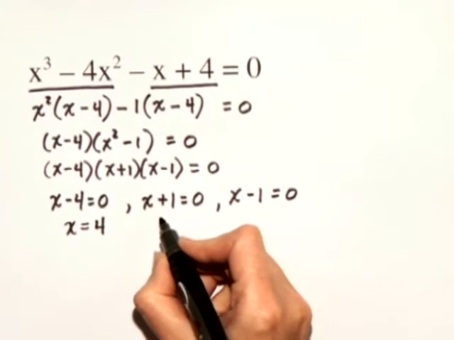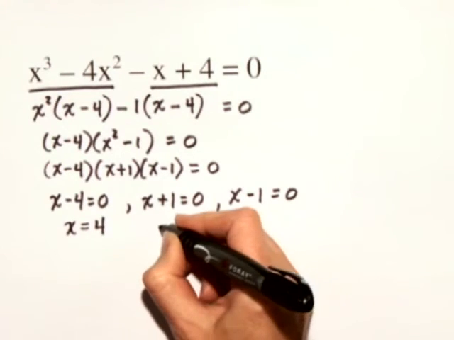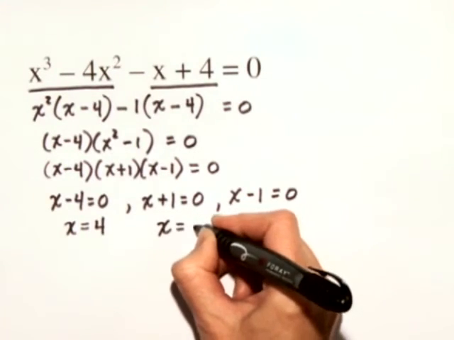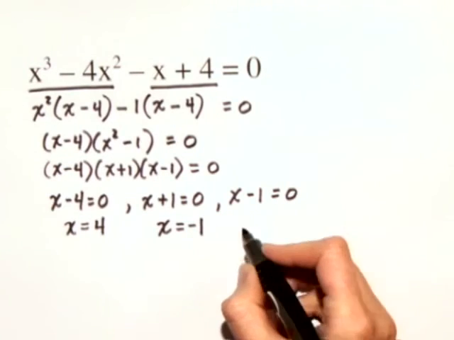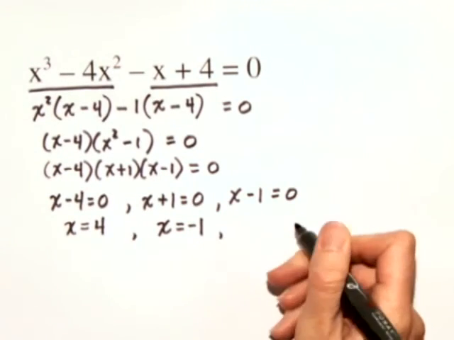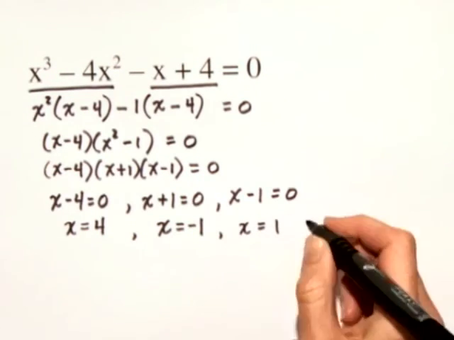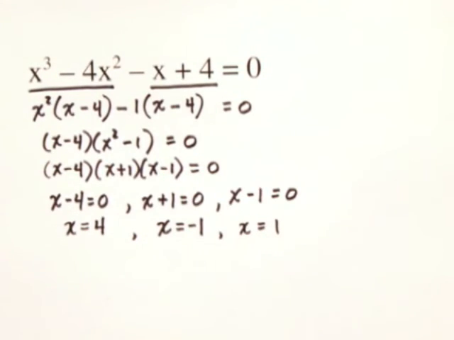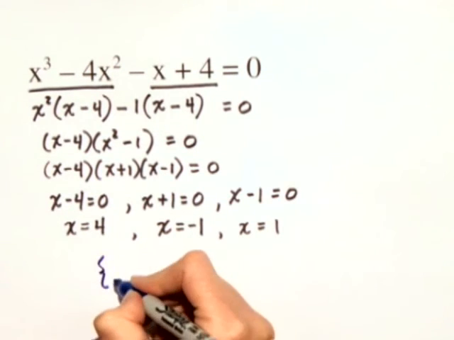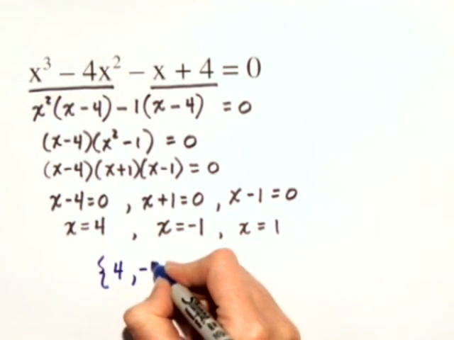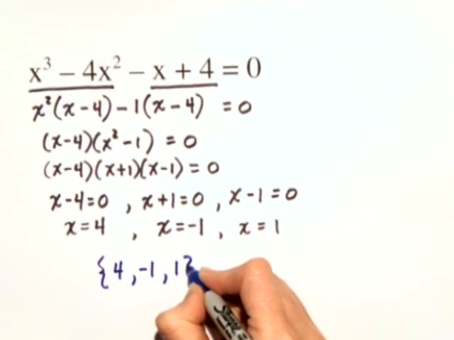With the second equation, solving x plus 1 is equal to 0, we get the solution x equals negative 1. And for our third equation, solving x minus 1 is equal to 0, we get x is equal to positive 1. So our solution set is the set containing 4, negative 1, or positive 1.